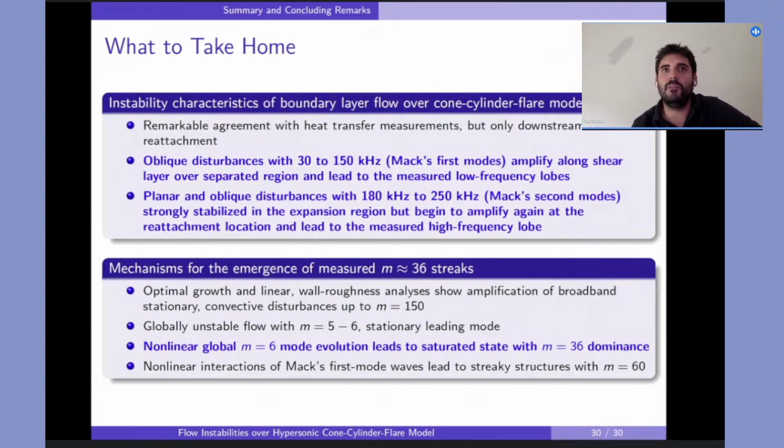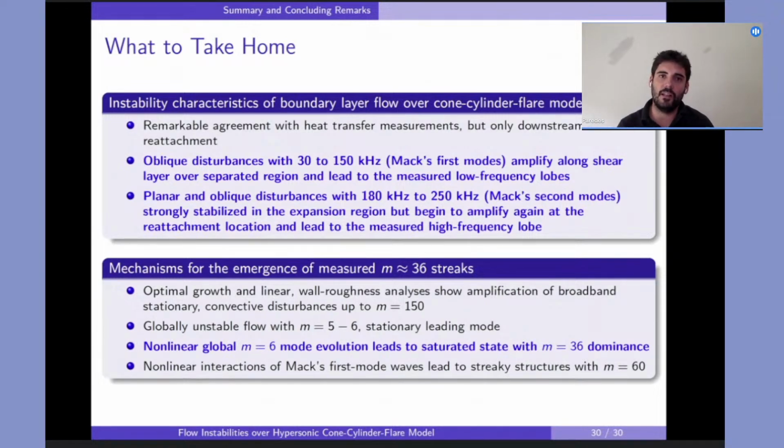And also the planar and oblique disturbances with 180 to 150 kilohertz, what we call the Mack second modes, are strongly stabilized in the expansion region, but begin to amplify again at the reattachment location and lead to the measured high frequency lobe. And then for the mechanism for the emergence of the measured streaks with m equal to 36, we first studied the optimal growth and linear wall roughness analysis to see if the amplification of convective stationary disturbances could explain that m equal to 36, but that was not the case.